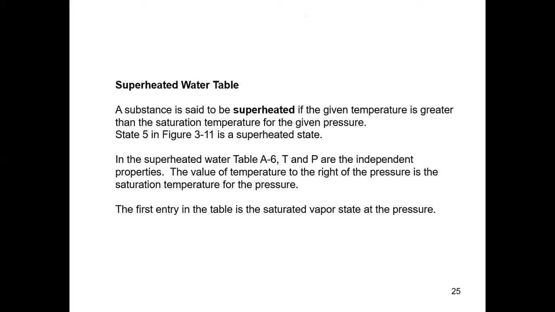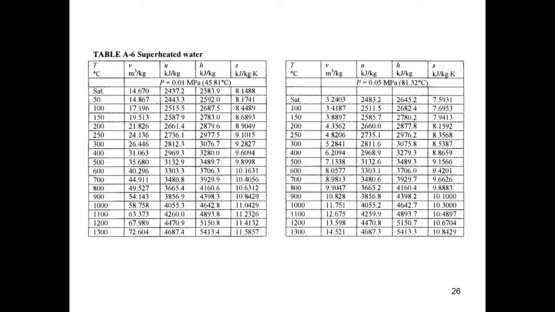Superheated water table: a substance is said to be superheated if the given temperature is greater than the saturation temperature for the given pressure. State 5 in figure 3.11 is a superheated state. In the superheated water table A-6, T and P are independent properties. The value of temperature to the right of the pressure is the saturation temperature for the pressure. The first entry in the table is the saturated vapor state at the pressure. And here is the table.